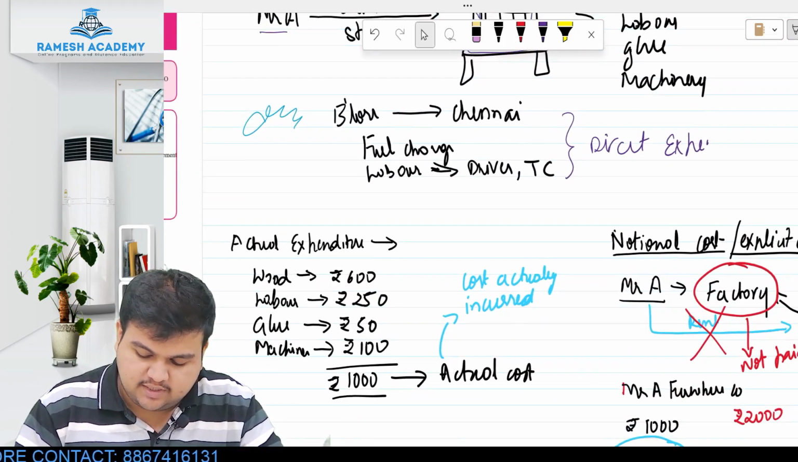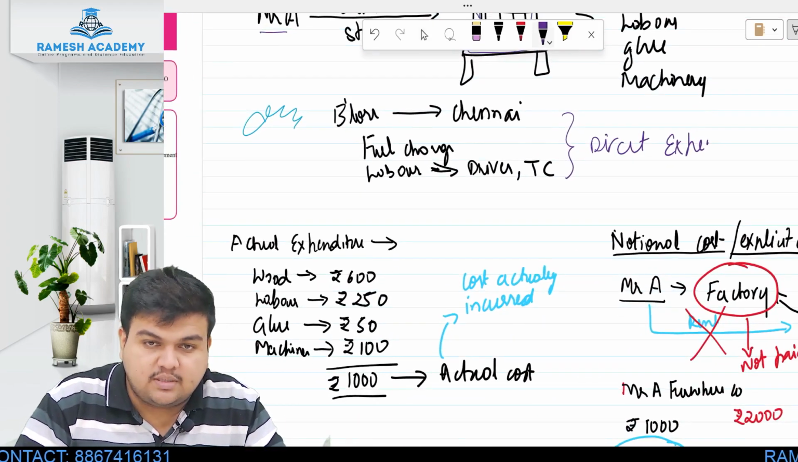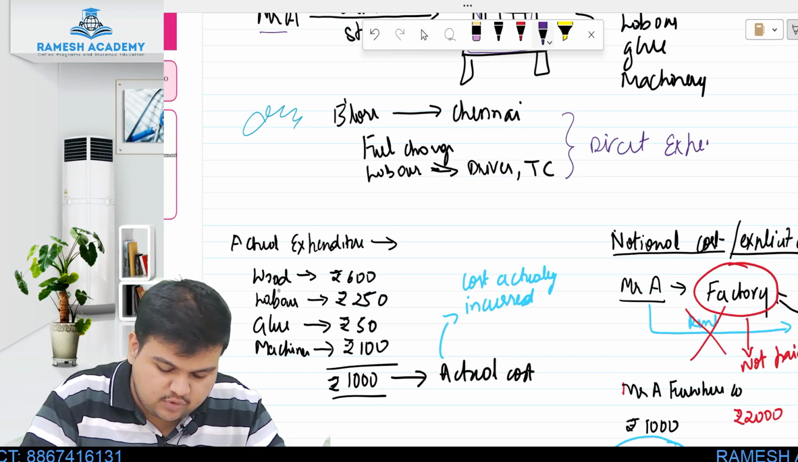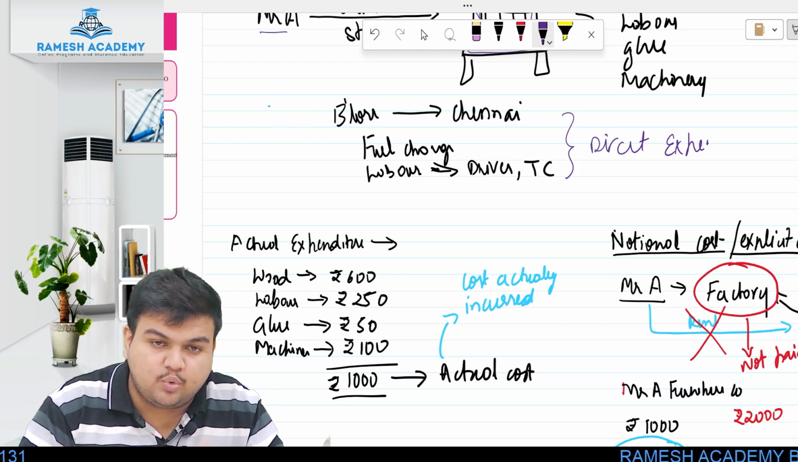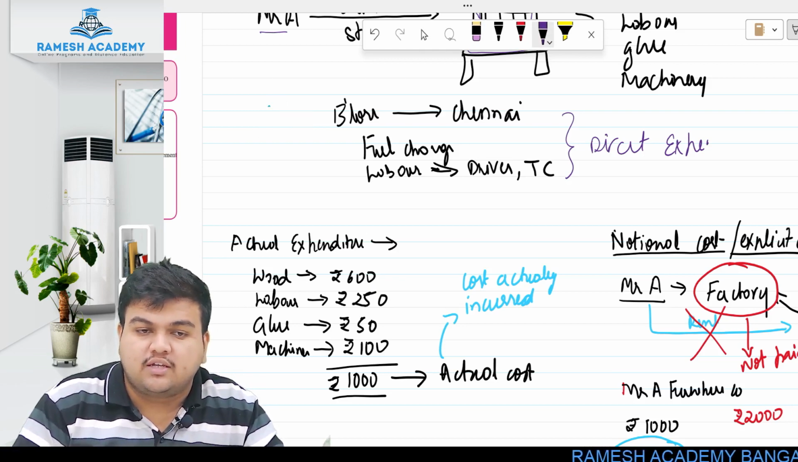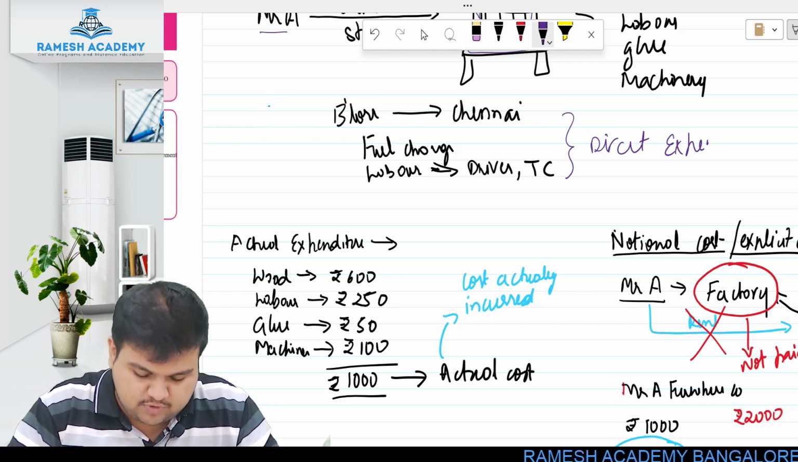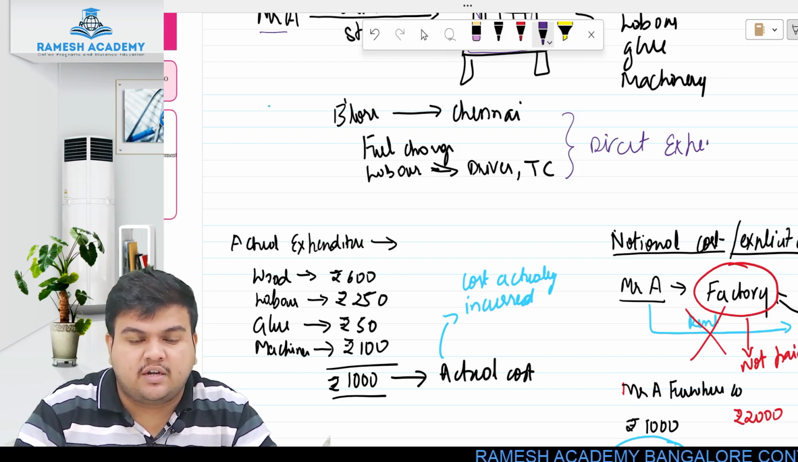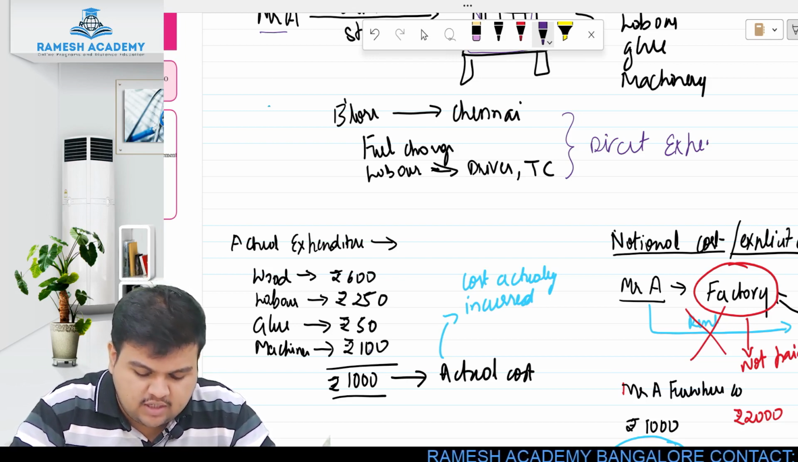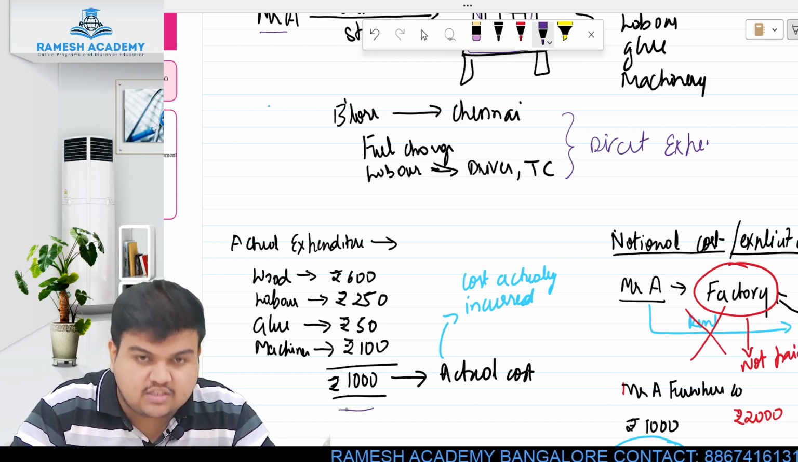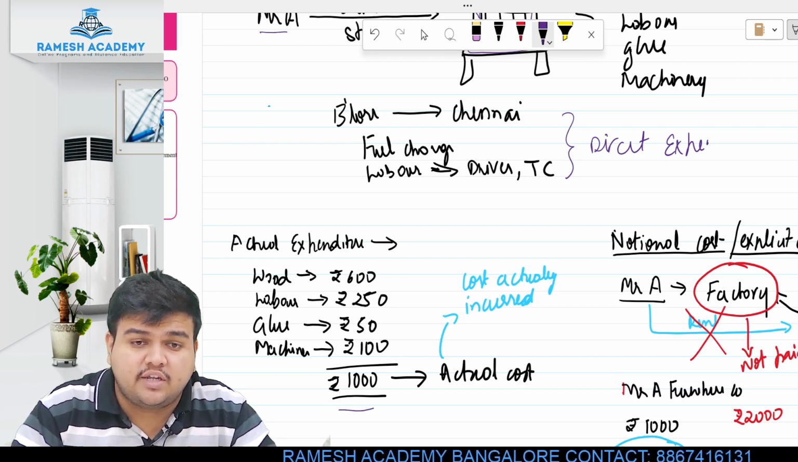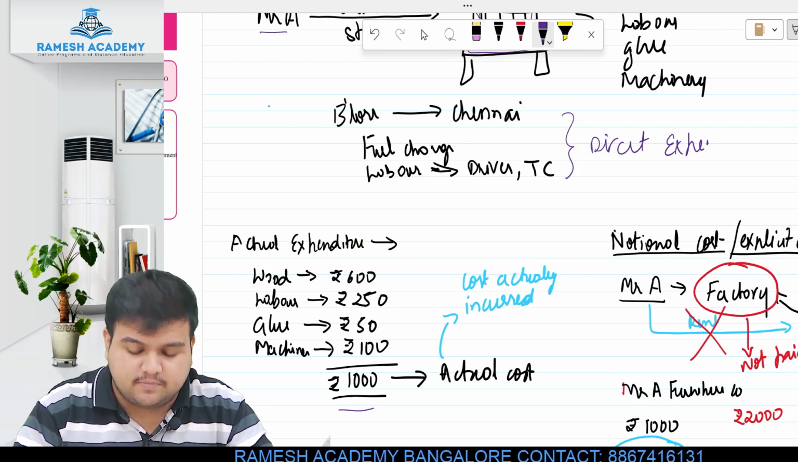Actual expenditure. For example, manufacturing the same chair, for the wood you would have incurred rupees 600, for the labor 250, for the glue, gum and binding everything you have incurred rupees 50, and for running the machines everything you would have incurred 100 rupees. Now the total cost of the whole product is 1000 rupees. This is the actual expenditure that you have incurred.